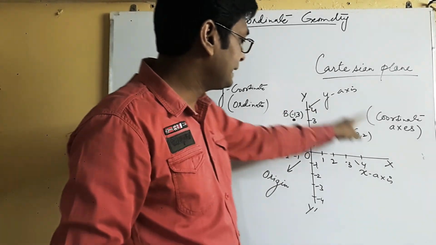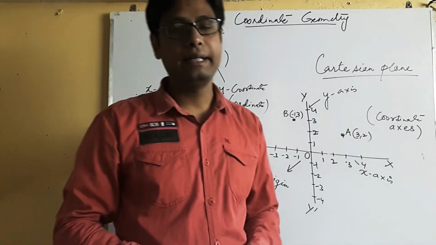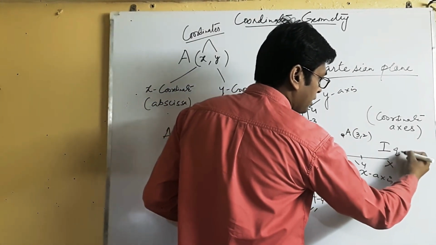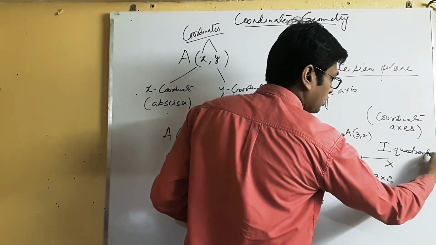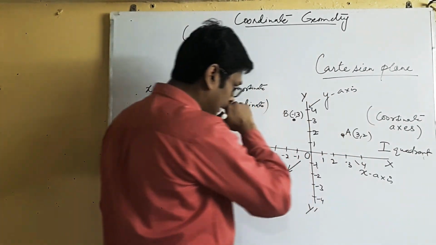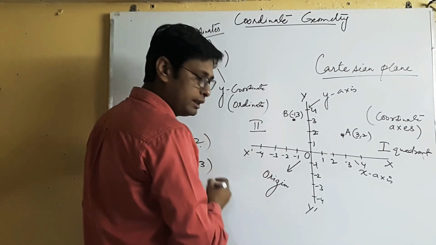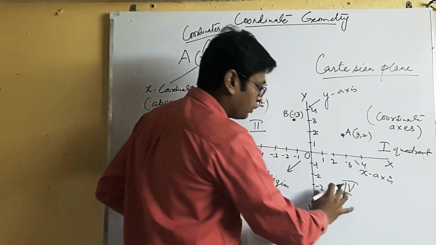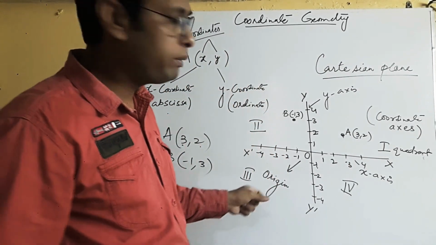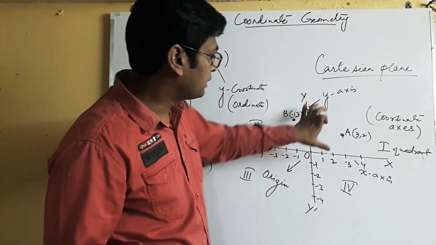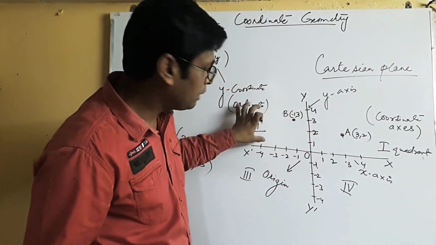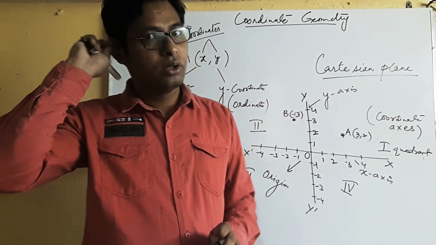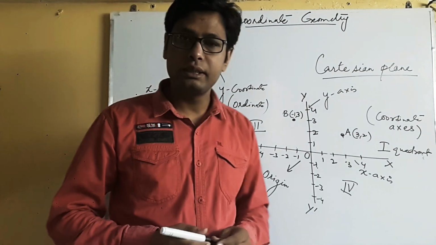So this is the Cartesian plane, and it is divided into 4 parts. This part is the first quadrant. This is the second quadrant. This is the third quadrant, and this part is the fourth quadrant. So the Cartesian plane is divided into 4 parts. This is the first one, this is the second one, this is the third, and this is the fourth quadrant. Okay, so I hope everybody has understood all these things.